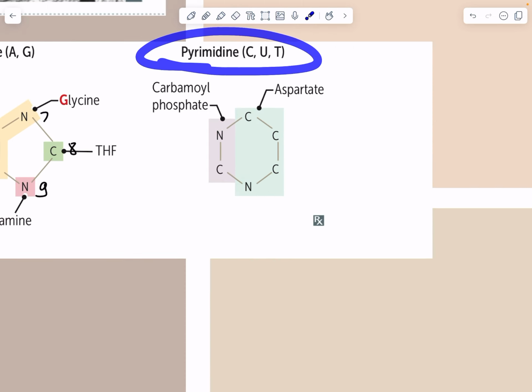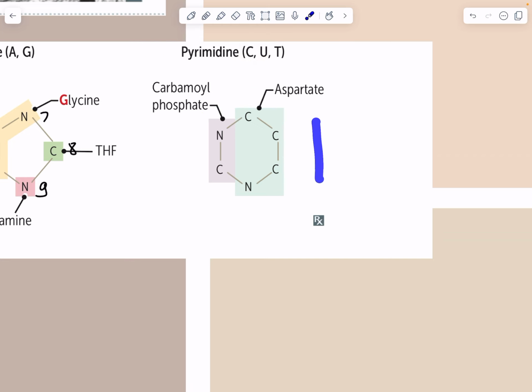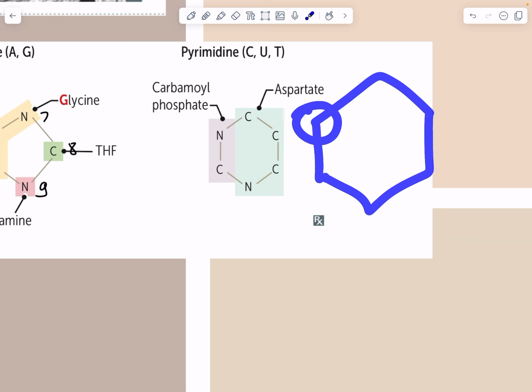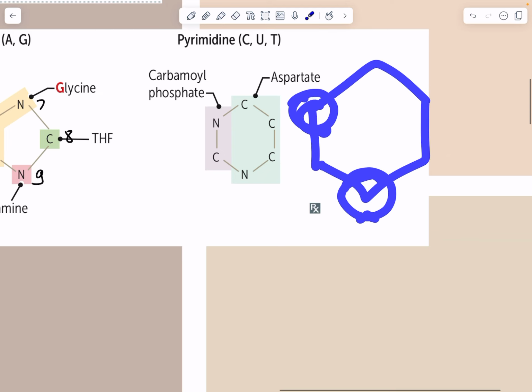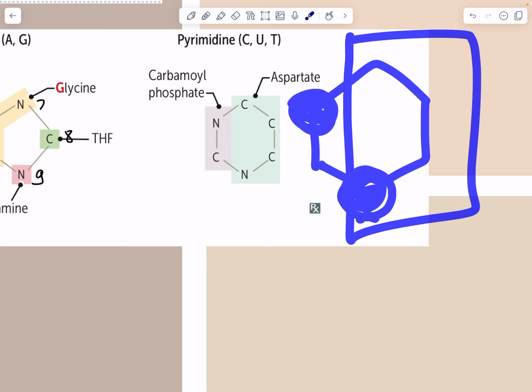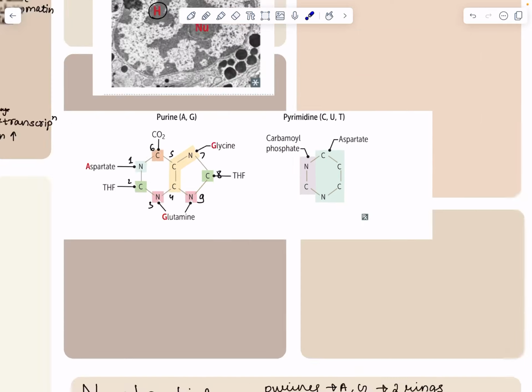And this is the structure of a pyrimidine. It is a very simple structure, as you can see. Cytosine, uracil, and thymine have these structures. It will just constitute one hexagon, and here we'll have nitrogen. Here and here we'll have nitrogen, and this area will be contributed by aspartate, and this will be contributed by carbamoyl phosphate. That is it for the structure of pyrimidines.